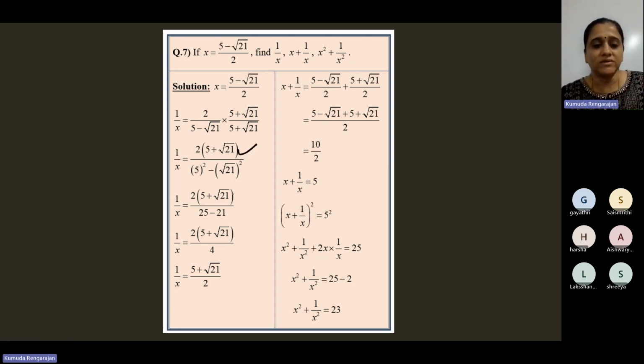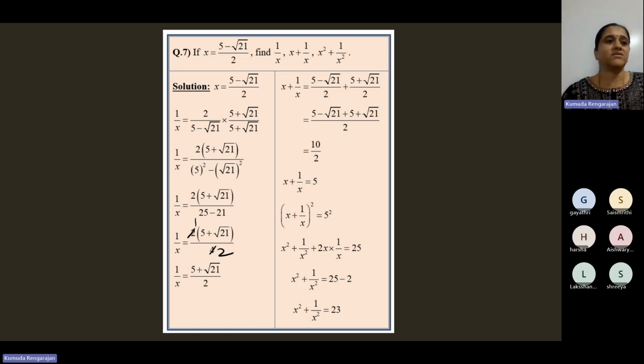So this will come down as it is. Now the denominator is 25 minus 21, which is 4. Now you can cancel 2 ones are 2, 2 twos are 4. So 1 by x is (5 plus root 21) by 2. 1 by x is equal to (5 plus root 21) by 2.